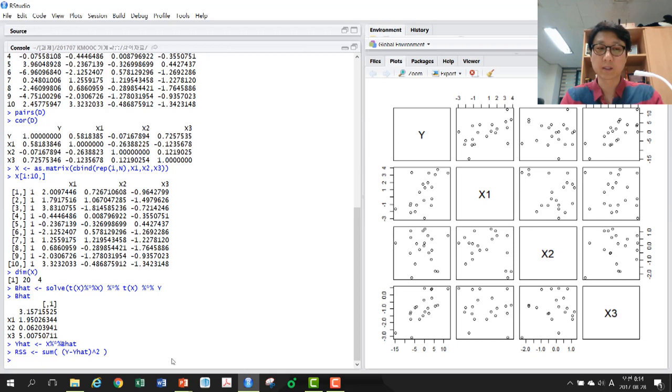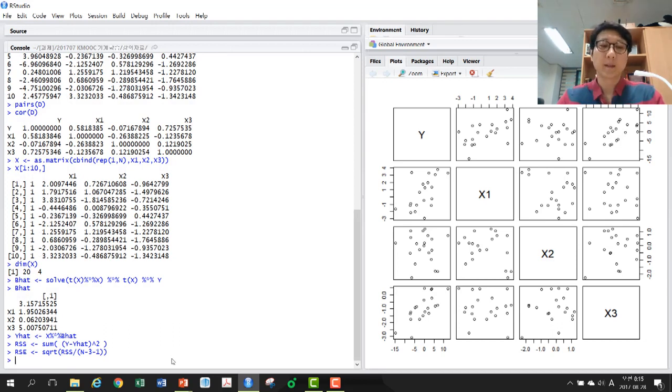Then we need to calculate RSE. RSE is the root of RSS divided by n minus p minus 1. Here n is the number of samples and p is the number of variables. Here we have 3. So this is the RSE. RSE is the residual sum of errors, or residual standard errors, whatever. But it is calculated in this way.